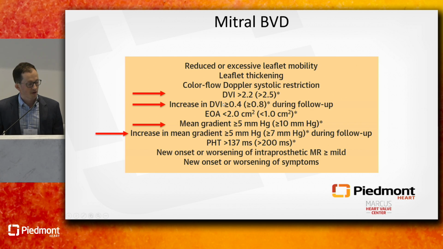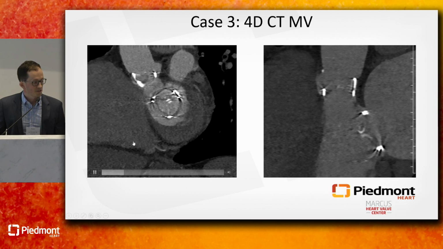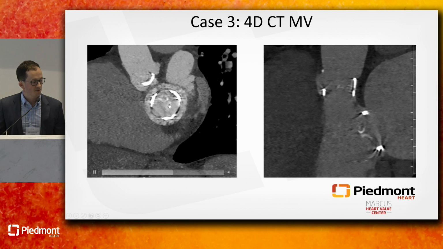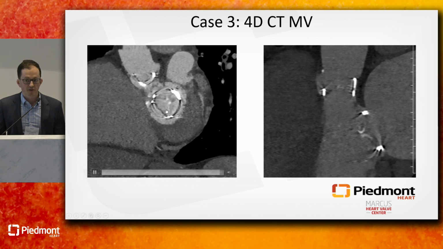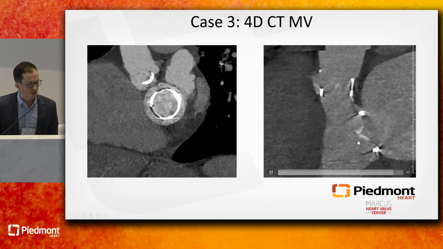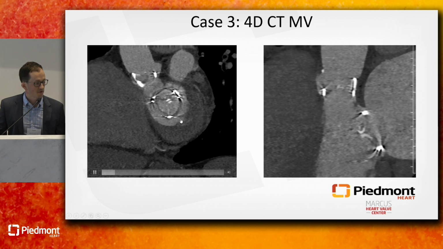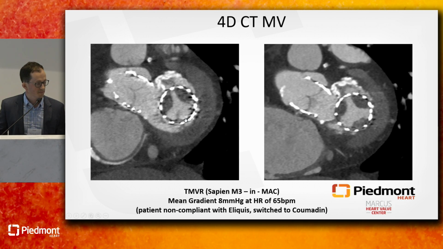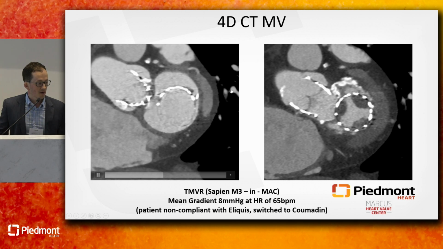I won't go through all the numbers, but again, it's similar to the aortic valve disease, looking at the DVI, EOA, mean gradient, and specifically the change in mean gradient from the baseline echo to the follow-up echo. And so here's his 4D CT of his mitral valve. Again, significant calcification of those valvular leaflets, significant restricted leaflet motion, and consistent with valvular degeneration. So you can also get HALT on the mitral valve.